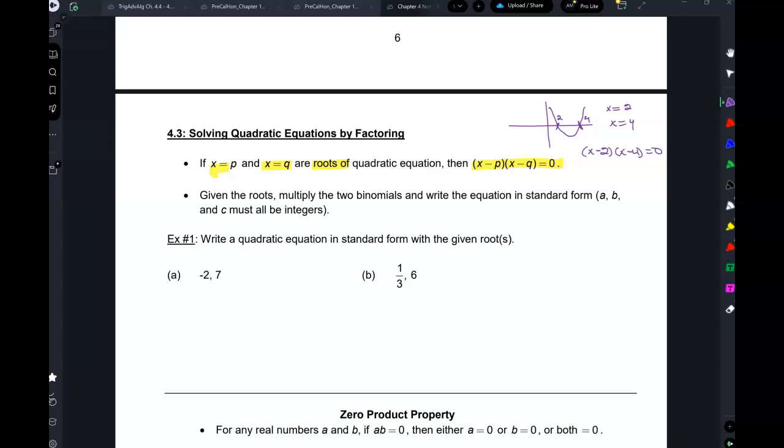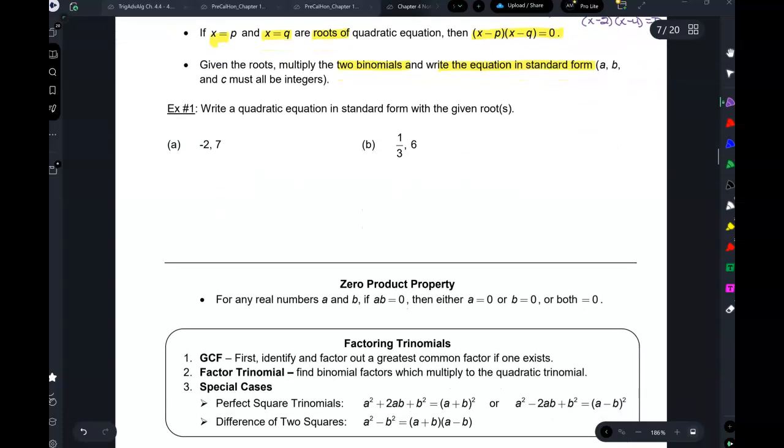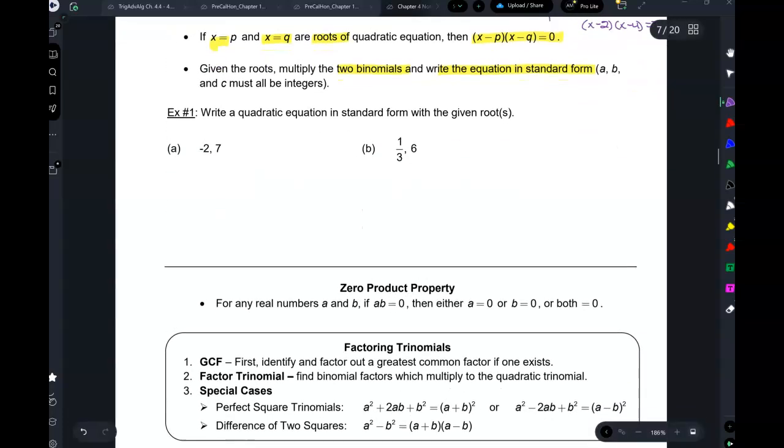All right, so if you have the two roots, you can multiply the two binomials and you can write the equation in standard form, but making sure that a, b, and c are all integers. So why don't we write a quadratic equation with the given roots here? So we're going to say f of x is equal to x plus 2, x minus 7. F of x is equal to, and then you multiply these out, right? So you get x squared minus 5x minus 14. Okay?